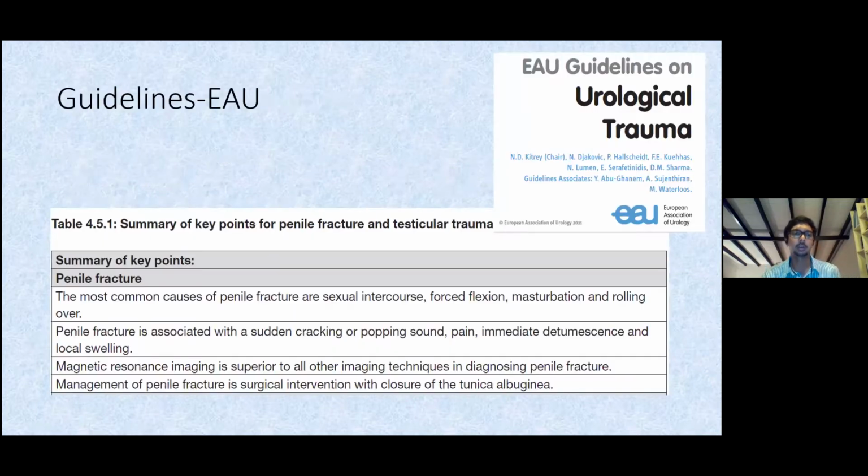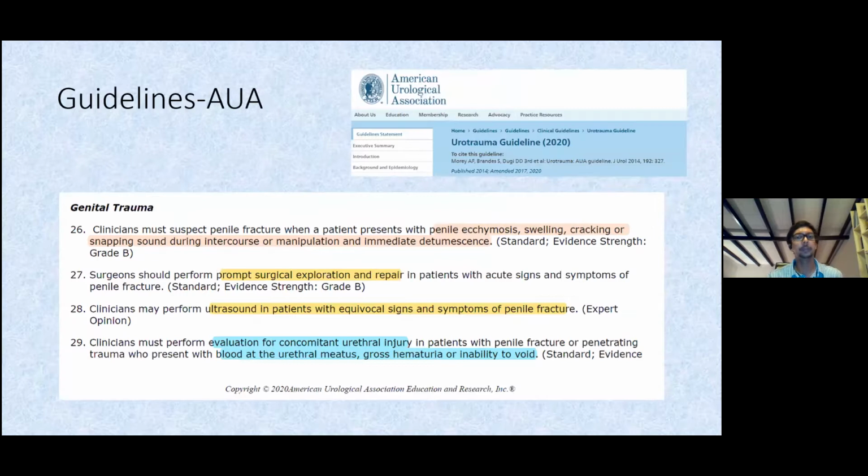So going on to the guidelines, well, EAU guidelines doesn't give a lot of recommendations. This is what it says. AUA has a little bit of a summarized guideline. So regarding diagnosis, exploration and repair, ultrasound in equivocal findings, and urethral injuries have to be evaluated.